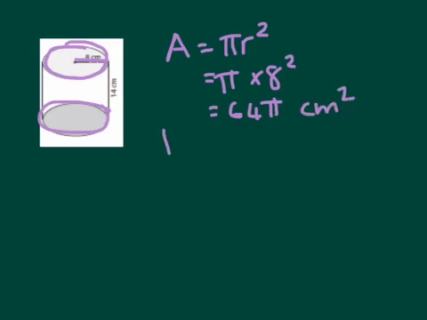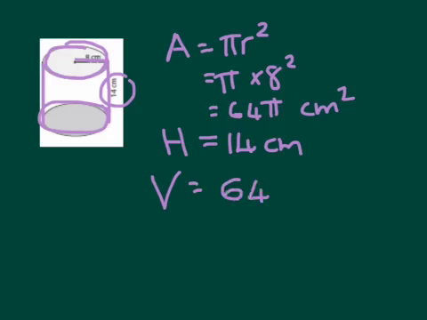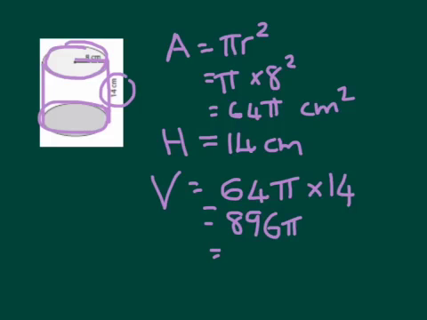Remember what we said, the height runs away from the base. So there, either that one or that one, it doesn't matter, they're both 14. There is the height of my cylinder, my right prism. Volume is therefore 64 pi times 14. Now that is either 896 pi or, to 2 decimal places, 2814.87 centimeters, and it's volume, so it's centimeters cubed.